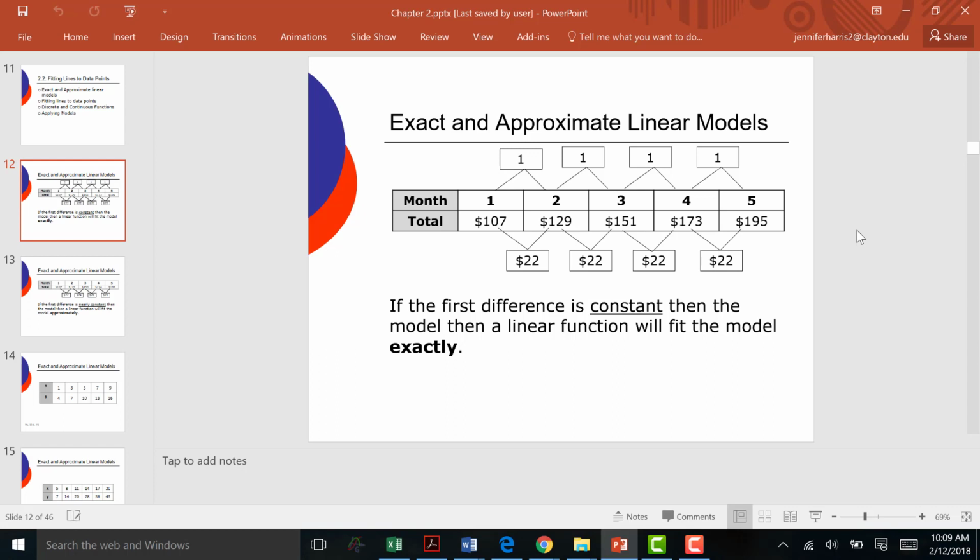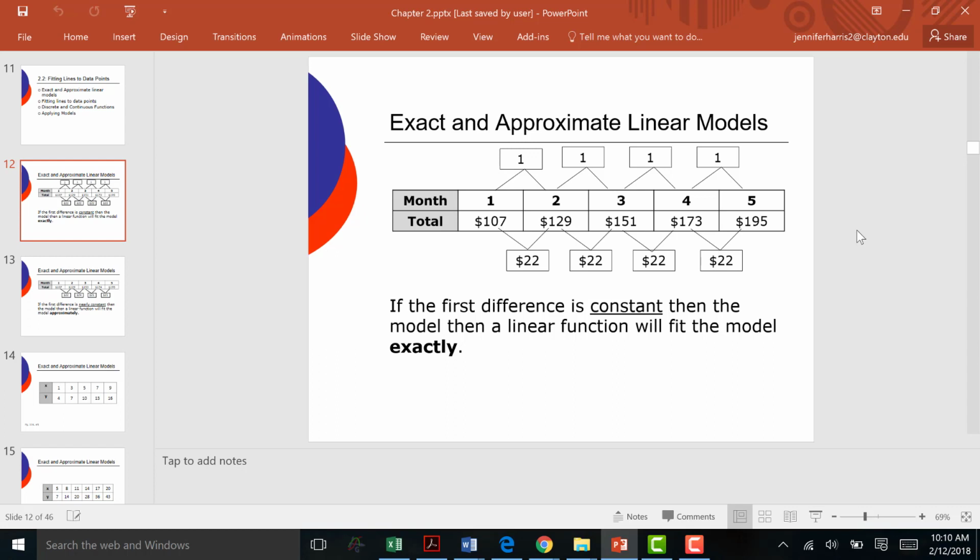Well, what's the first differences? The word difference means subtract, right? Yes. So what's the difference between these two numbers? 22. So if I subtract these two numbers, doesn't matter if it's positive or negative, just subtract. The distance between this number and that number is how many? 22. Well, what about between these two? 22. Between 151 and 173? 22. And the same thing between 173 and 195.